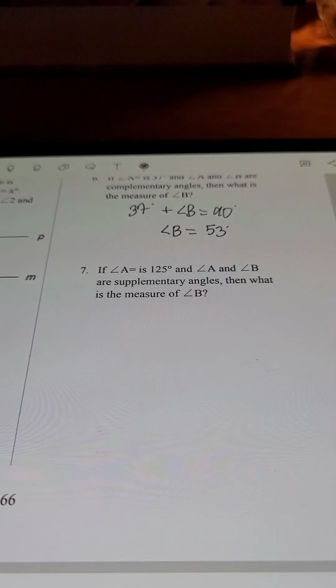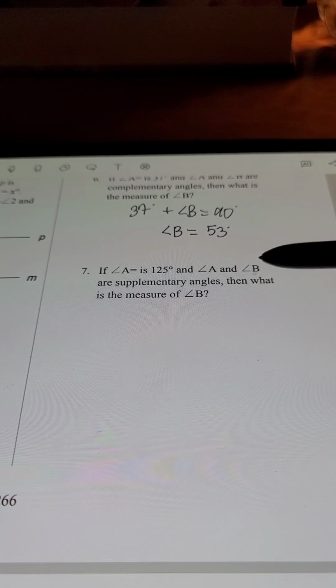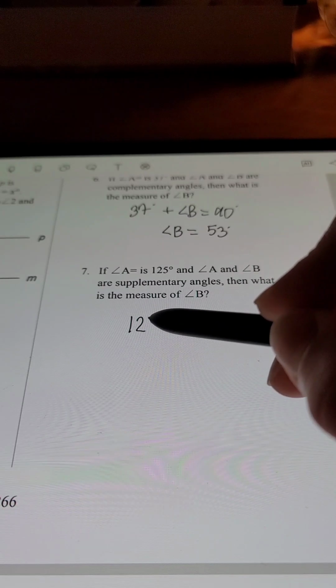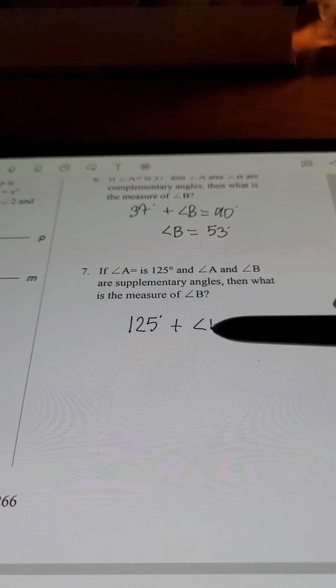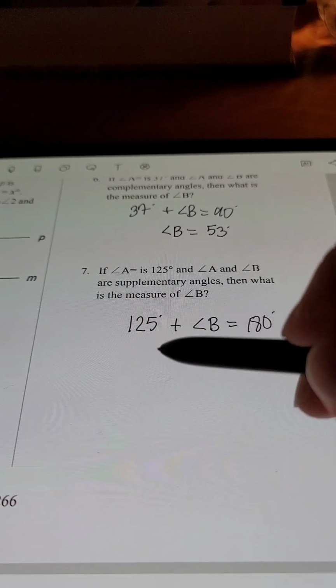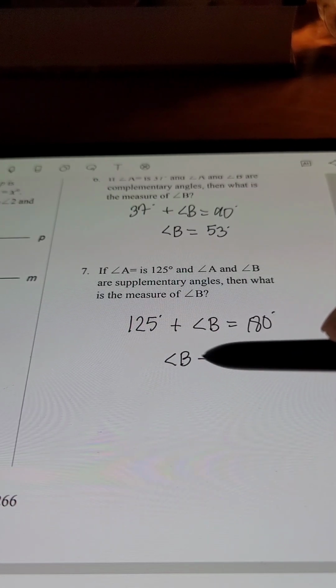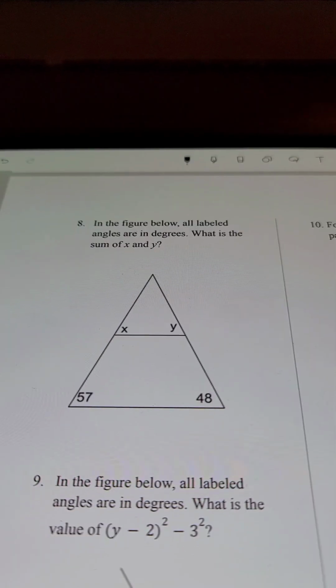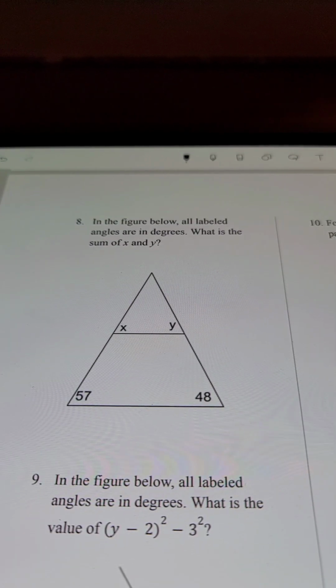Okay, pause to read number 7 if you haven't already. So supplementary angles add up to 180 degrees. So that means angle A plus angle B has to equal 180 degrees. So angle A is 125 degrees plus angle B has to equal 180 degrees. So now let's subtract 125 degrees from each side, and that's going to give us that angle B is equal to 55 degrees.